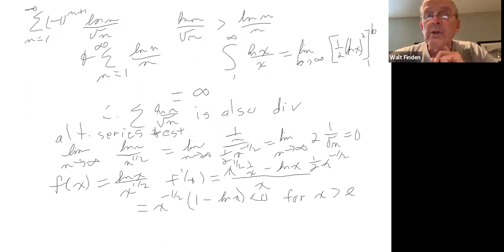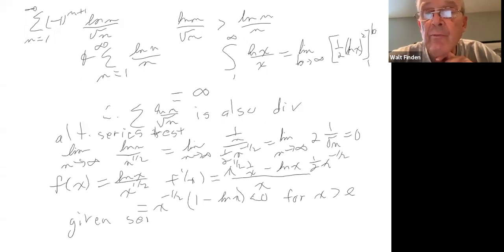So the alternating series test can be applied, and applying that means that this series is convergent, and therefore it is conditional. So the given series is conditionally convergent.